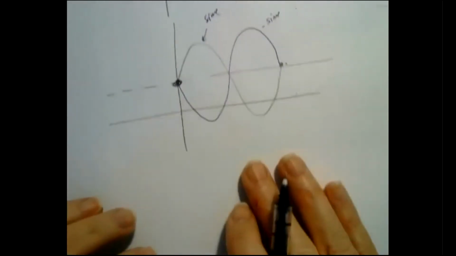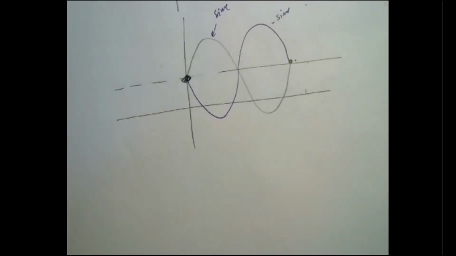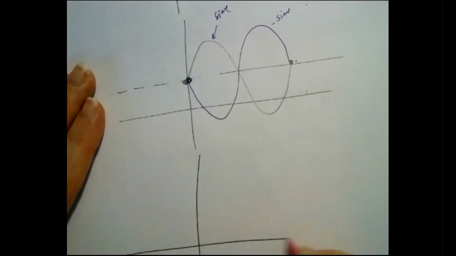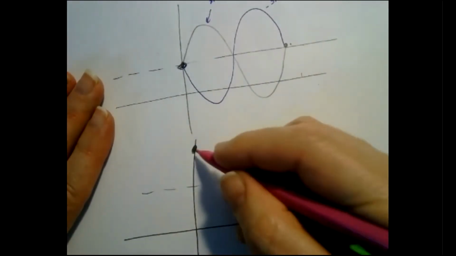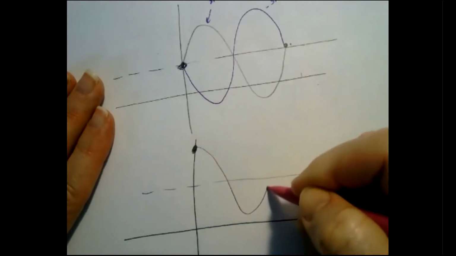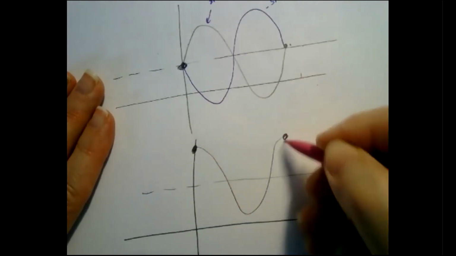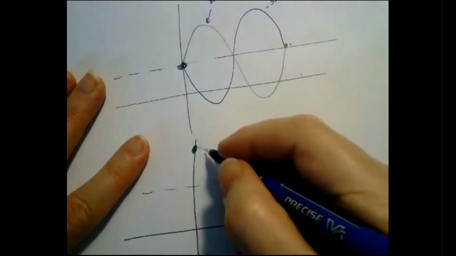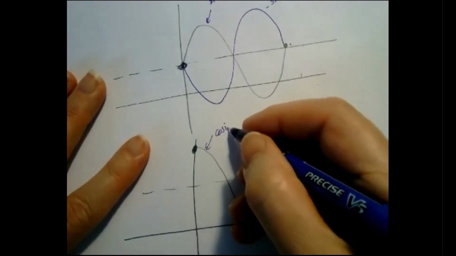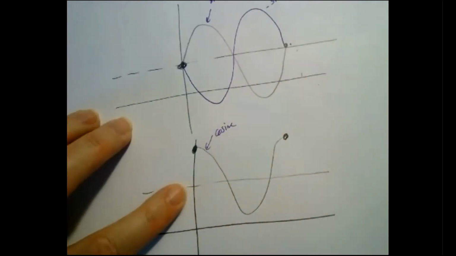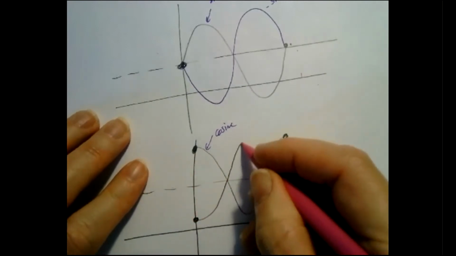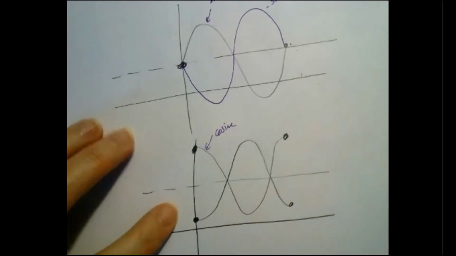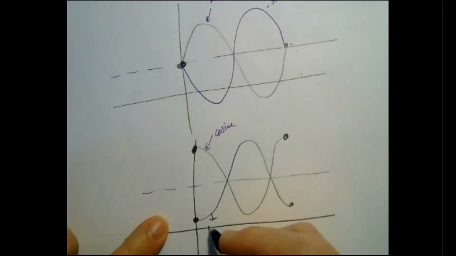How does the cosine work? The cosine is like that. Suppose you have the midline here. If the graph starts from the max, goes down, up, this is the cosine. It doesn't start at the midline. Or if you start from here, go up, down, this would be the minus cosine.